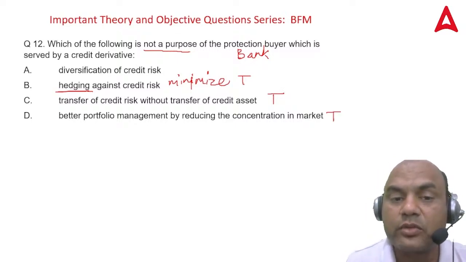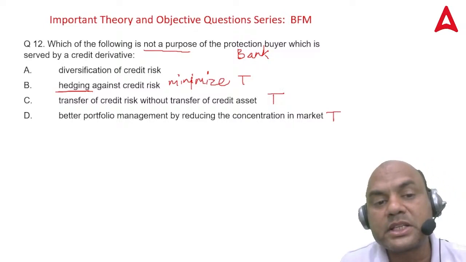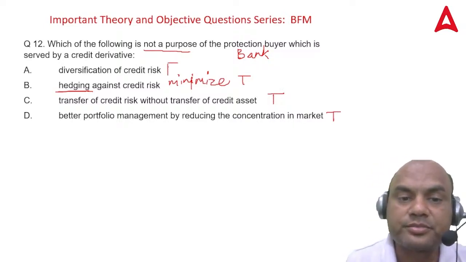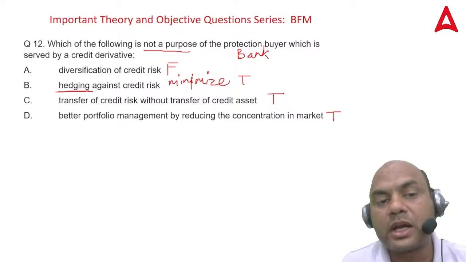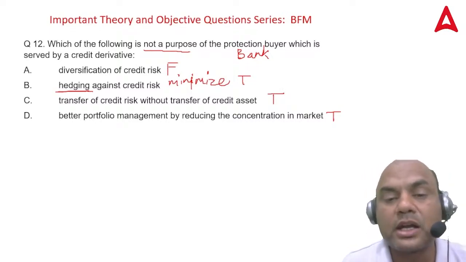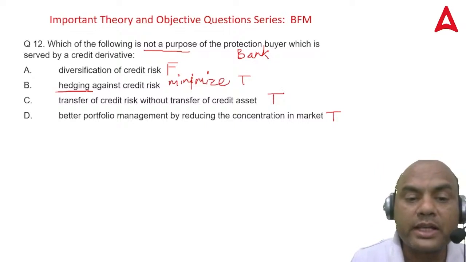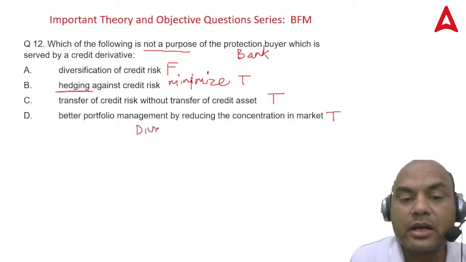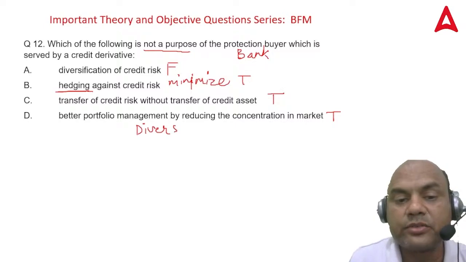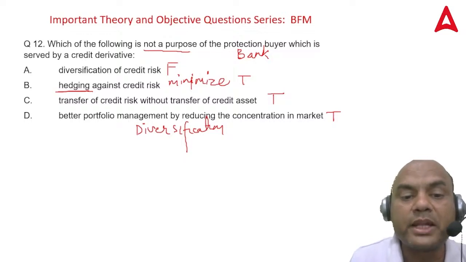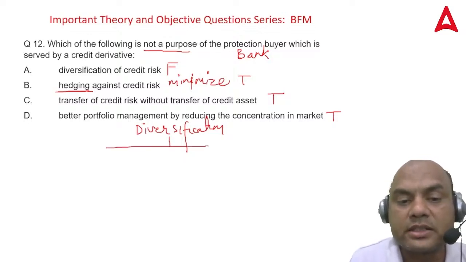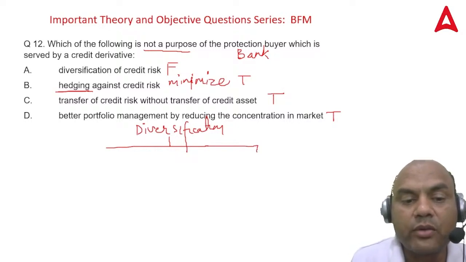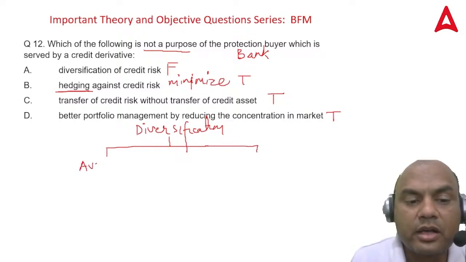So which is false then? The false is the first one. Diversification of credit risk is a false answer. This is not the purpose of credit derivative. How will I achieve diversification? By better portfolio management, meaning avoiding concentration. So number one, avoid concentration, right? Avoiding concentration is known as diversification, right?